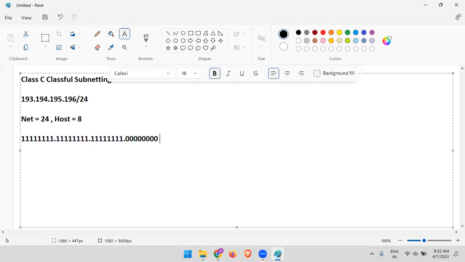Why am I writing this subnet mask in binary? Because sometimes you'll get confused with the decimal part, but binary will never confuse you. Right now this is classful, so it looks easy. But in case of classless, there might be some confusion. So whenever you get confused, always check with the binary, and all doubts will be cleared. 3 octets network, 1 octet host. Okay. So what will be the network ID?